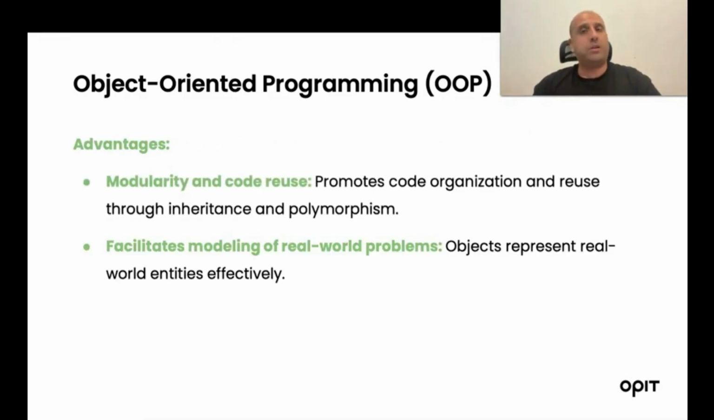Some advantages, we have two: modularity and code reuse, and the facilitation of modeling real-world problems. Object-oriented programming promotes code organization and reuse through inheritance and polymorphism. And the objects represent real-world entities effectively, which will facilitate modeling of real-world problems.